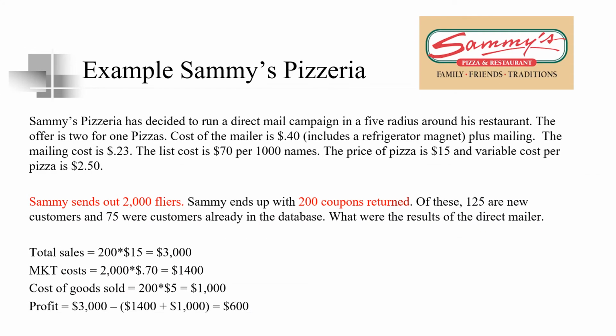Okay, so let's see what actually happened with Sammy. Well, Sammy sent out the 2,000 flyers, and he ended up with 200 coupons returned. That's partially because it was a good offer, and partially because he sent that offer out to people who lived relatively close to his pizzeria and had probably driven by it and seen it. Of those 200 coupons returned, 125 are new customers that were not in Sammy's database already, and 75 were customers who were already in the database.